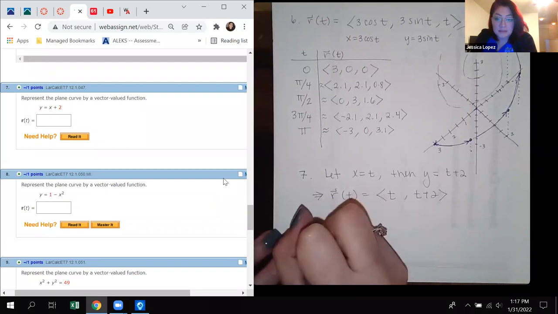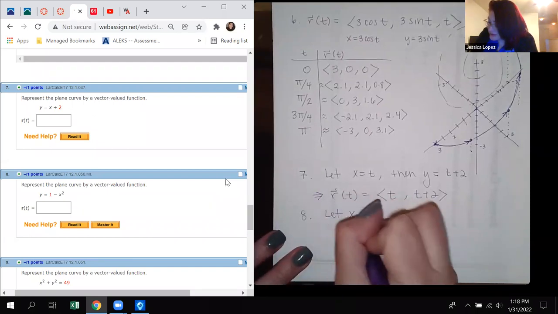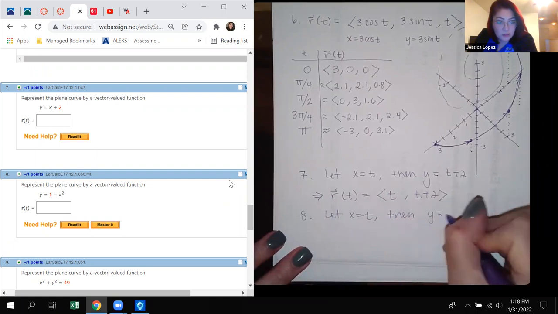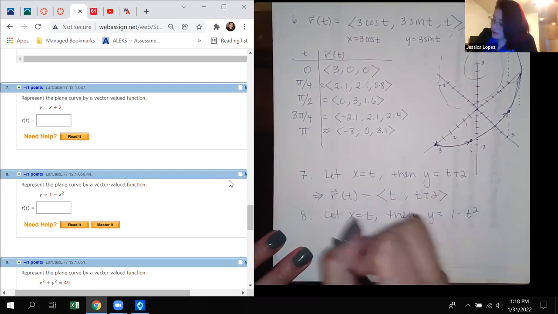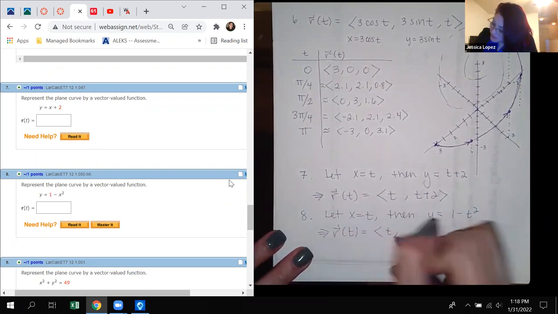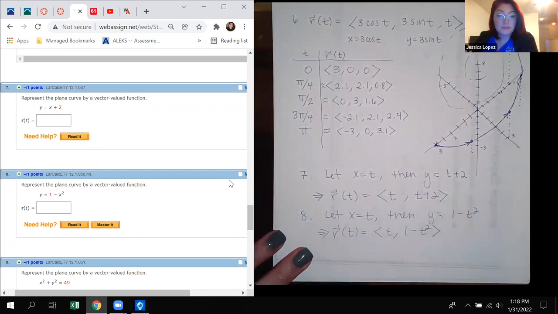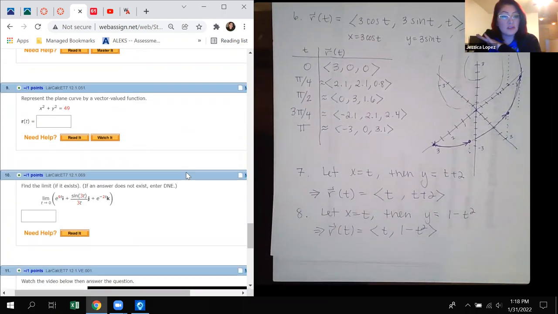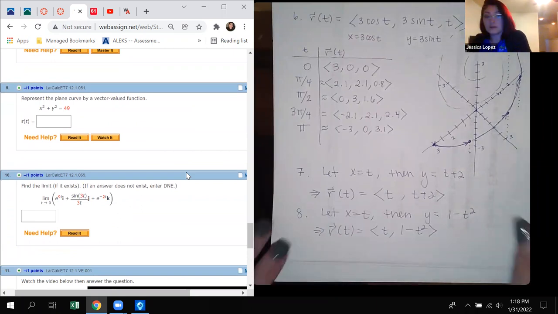especially number 8, same thing. You're gonna let x equal t, and then if x is t, y would be 1 minus t squared, right? So then your function would be t and then 1 minus t squared, okay? So those are pretty easy, but you do need to know how to do that so that when we have to do that later, you're good, okay?